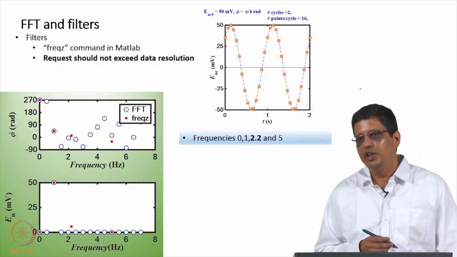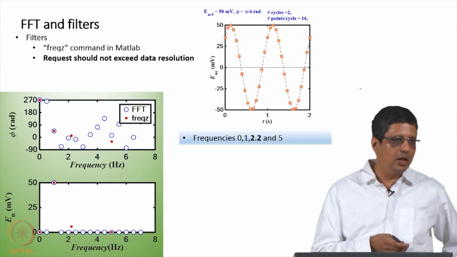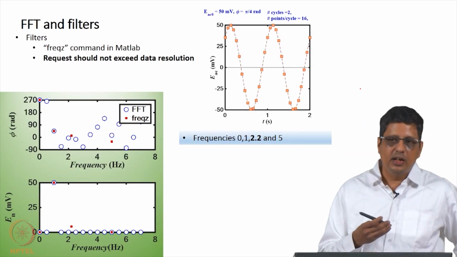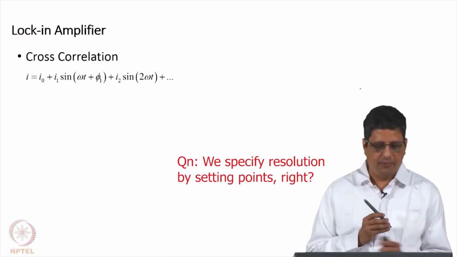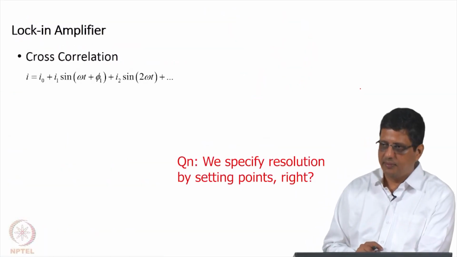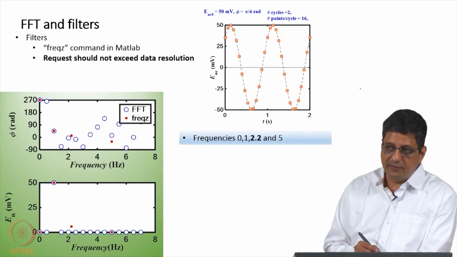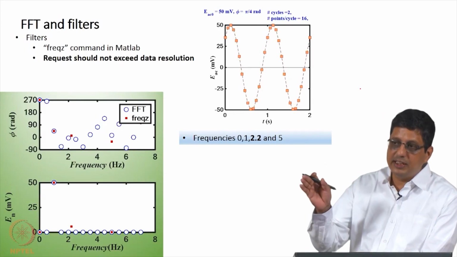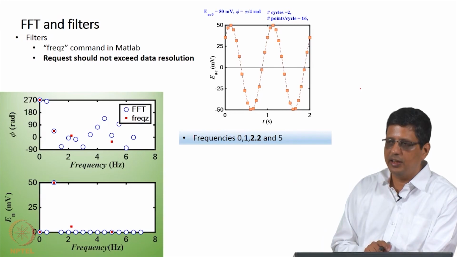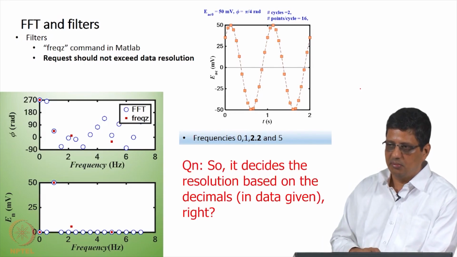If you do this filter, it will give you an answer, but you will get a wrong answer, and you will not get any flag or indication saying you have a problem. So, for the send, you specify the resolution by just setting points, right? You do not specify resolution; you tell it these are the frequencies at which I want the power, magnitude and the phase. So, it will decide the resolution based on the decimal?